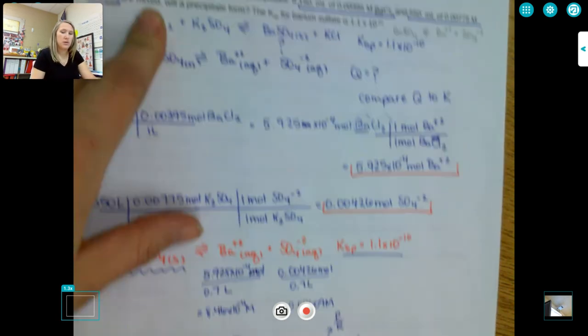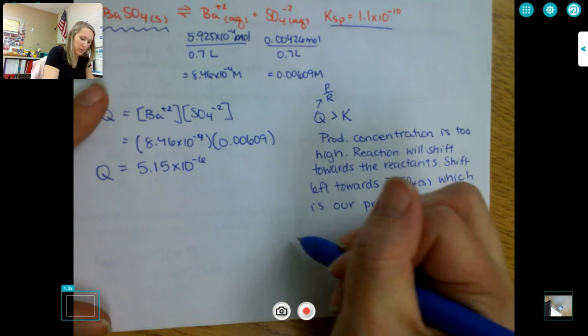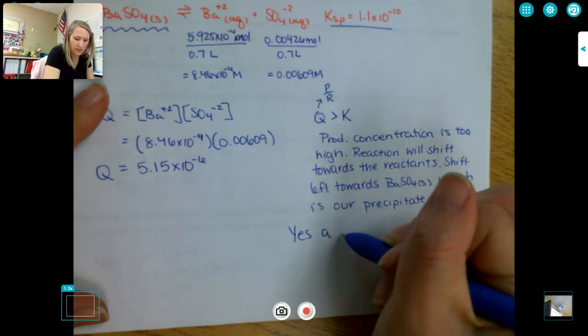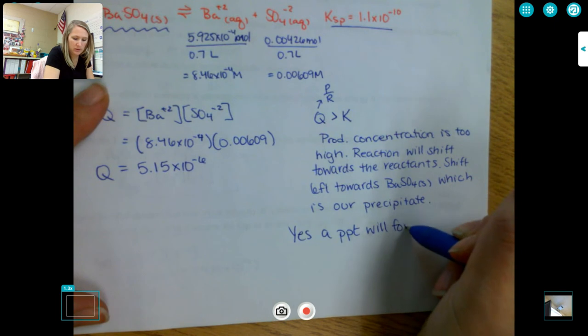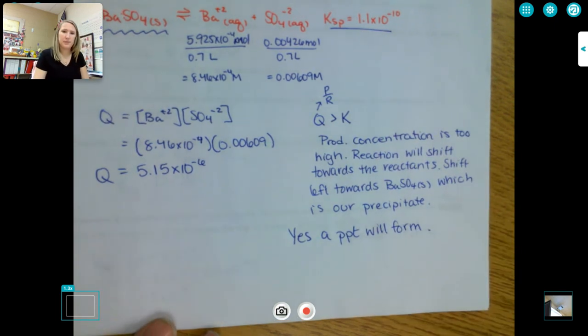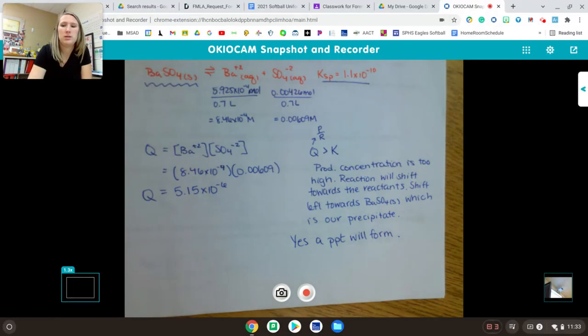So, long story short, predict the formation of the precipitates. Will we have a precipitate? Yes. A precipitate, PPT, will form. All right, we'll practice that a whole bunch more tomorrow in class.